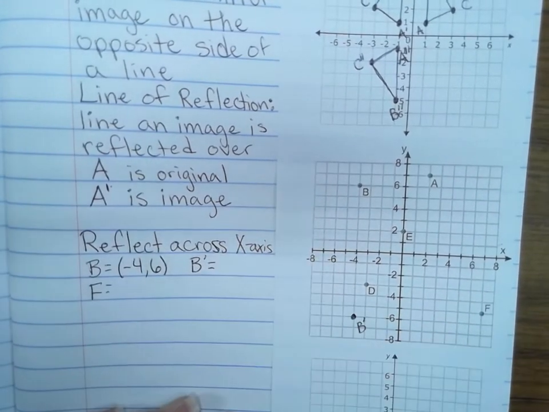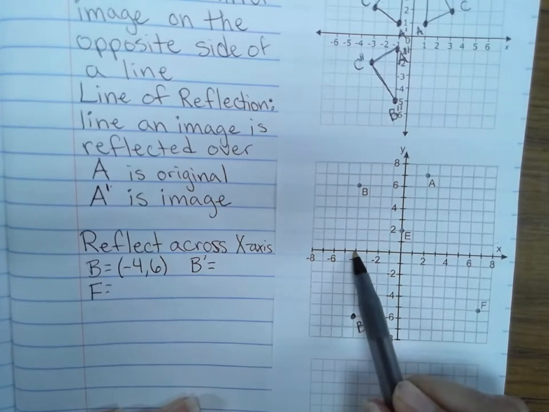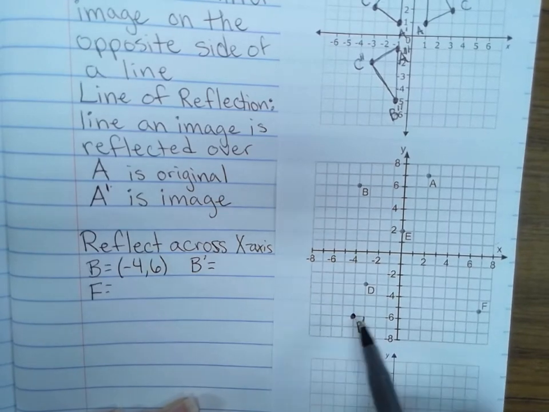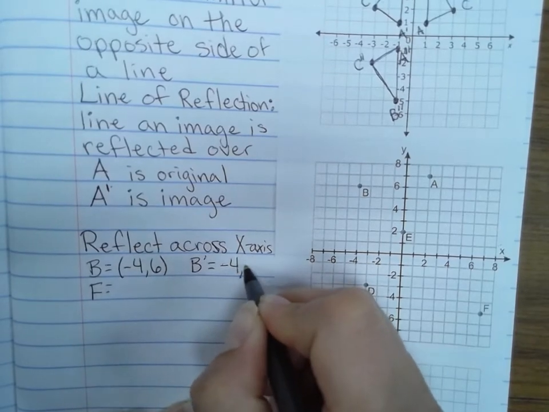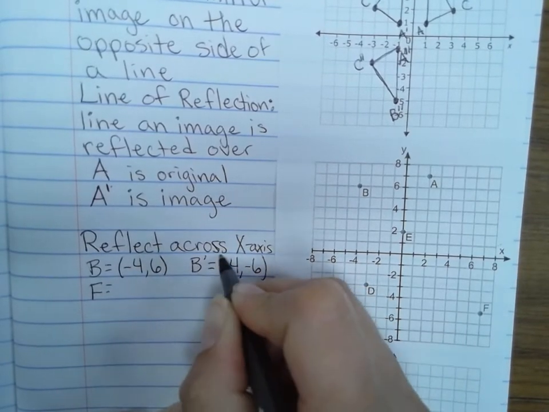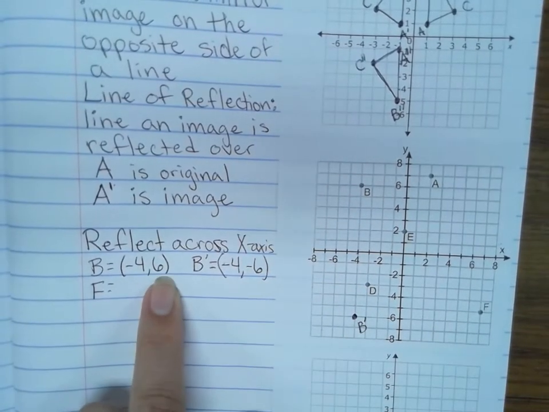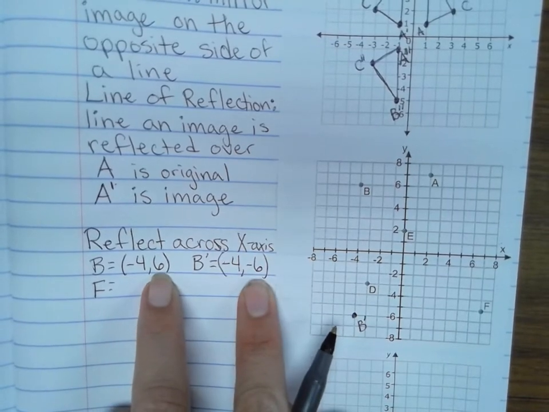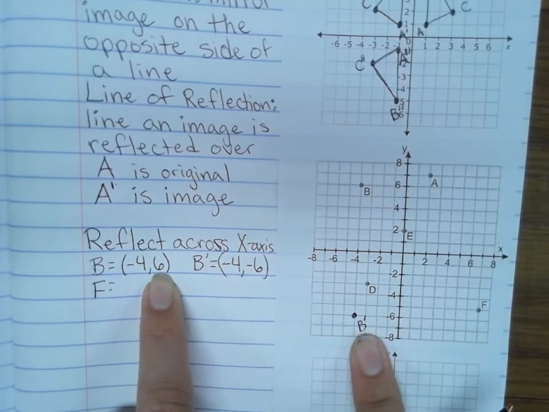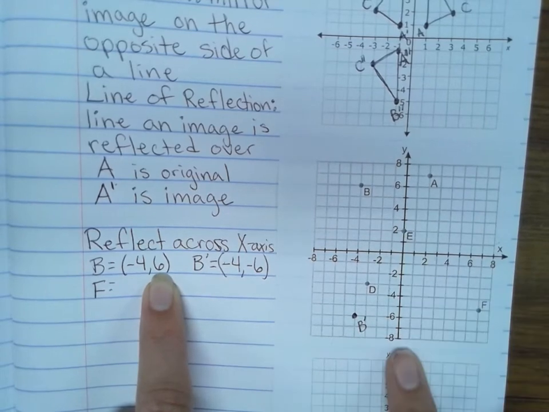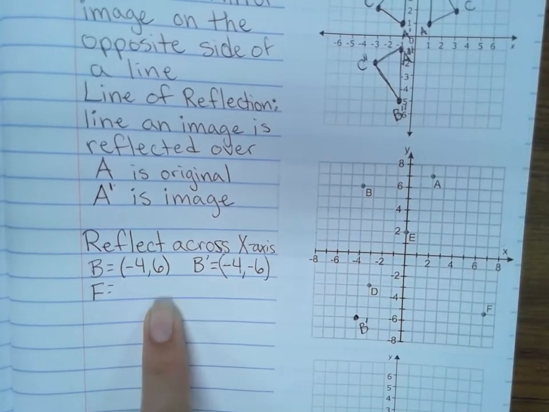Now what are its coordinates? -4, -6. Oh, that's interesting. Look at that. If I reflect across the x-axis, notice how my coordinates here are just opposite of each other. Well, that makes sense because it's on the opposite side of the x-axis. Well, my vertical part changed.